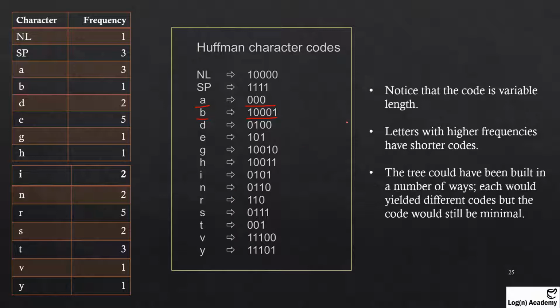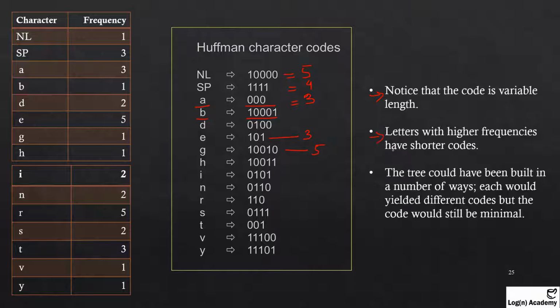Notice that the first point is that the code is of variable length. For example, this is equal to how many bits? 1, 2, 3, 4, 5. This is equal to 5 bits. Space is equal to 4 bits. As you can see here, there are different numbers of bits. E is equal to 3 bits, and G, as you can see, 1, 2, 3, 4, 5, is 5 bits.